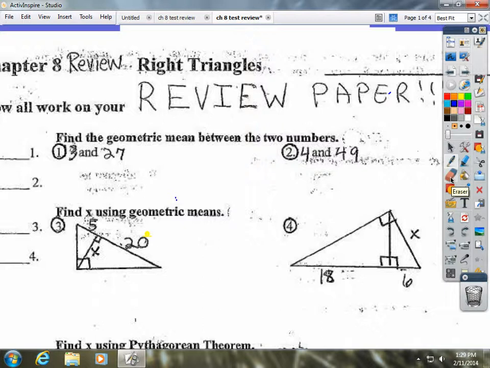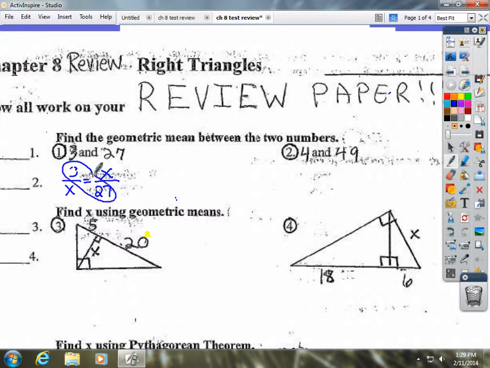Okay, the first few problems are all about geometric mean. It's been a little bit, but not too long since we've done this, so let's take a little bit of a refresher. To find geometric mean, you put one number over x equals x over the other number. And then you just cross multiply.